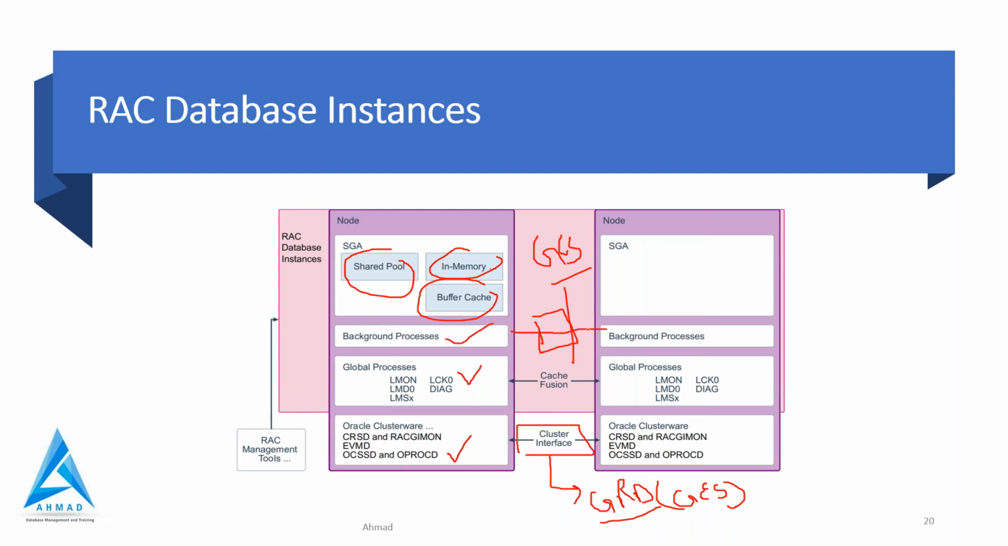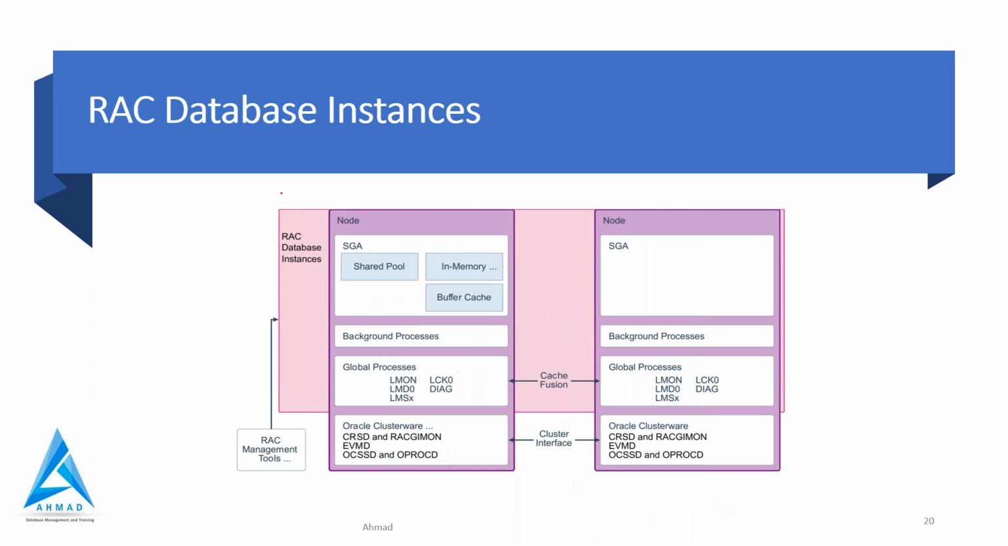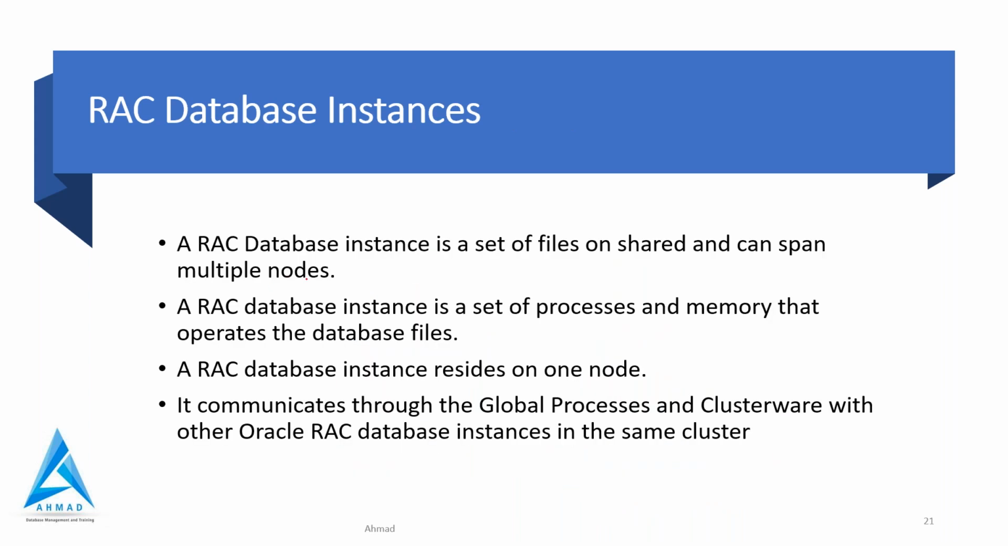This is the work of the global cache mechanism, and it basically provides a logical merging of the SGAs across the database instances in the cluster. The global processes provide the necessary services to maintain cache coherency and recovery in the event of node failure. Cache fusion and the cluster interface both use the private network, or interconnect, for communication between the cluster nodes. So this is a RAC database instance. Whatever I have spoken is written over here.